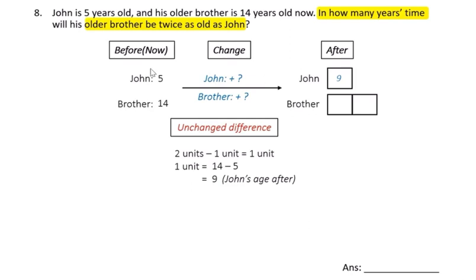So very simple now. If you want to find the change, remember you have to have the before and after. Before that, John was 5. In how many years' time will John become 9? So in order to find the change, you have to take 9 minus 5. Your answer is 4 years' time. So if John grows older by 4 years, so will the brother. And after that, the brother will be twice as old as John.